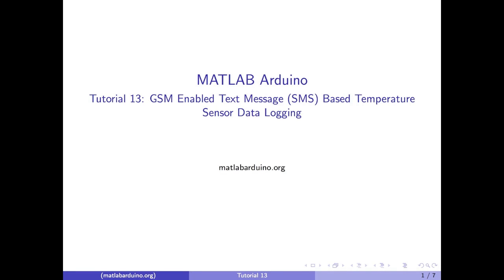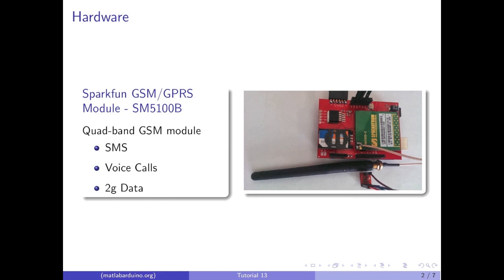Welcome to the 13th MATLAB Arduino tutorial. This video will cover how to use the SM5100B GSM GPRS module to send temperature data over SMS. We will be using the Sparkfun GSM GPRS shield. This shield uses the SM5100B GSM GPRS module as the cell radio.